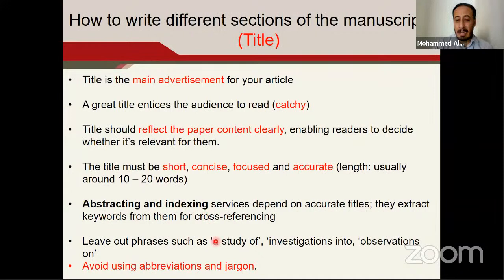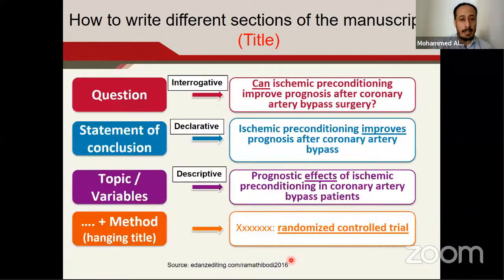Try to avoid words like "a study of." Because you have only 10 or 20 words, avoid additional words that are not important, like "investigation into" or "observation on." Try to avoid jargon, because sometimes some words are only known by you or those in your area, but you are now publishing your article for another audience. For example, some neuropharmacologists use jargon that even other doctors or biomedical researchers don't understand. So try to avoid it.